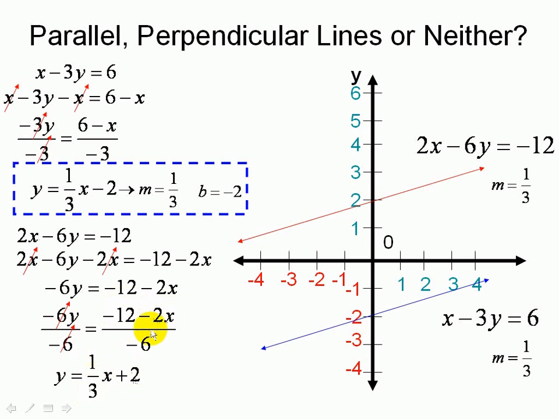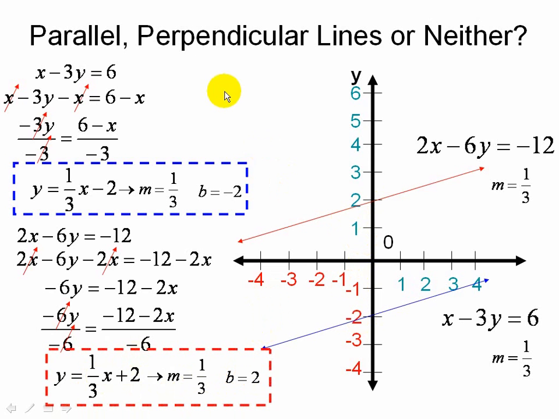So here, negative 2x divided by negative 6 gives the 1/3. Negative 12 divided by negative 6 is equal to 2. So we see we have a slope of 1/3 and a b of 2. This is the y-intercept, so it intercepts this axis. Alright, so that's our equation for that line. And therefore, because they have the same slope, they are parallel to one another.